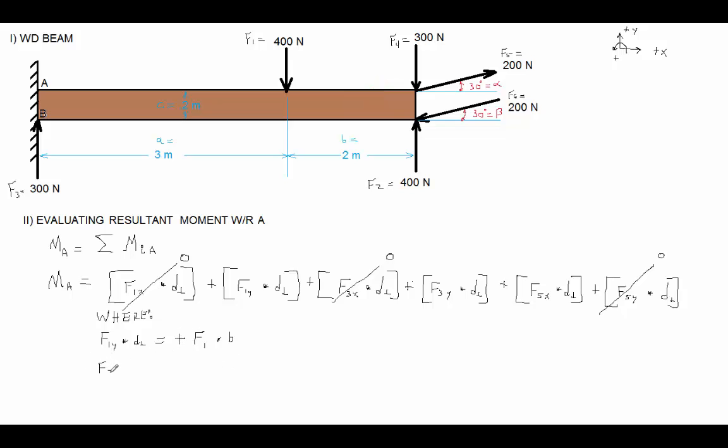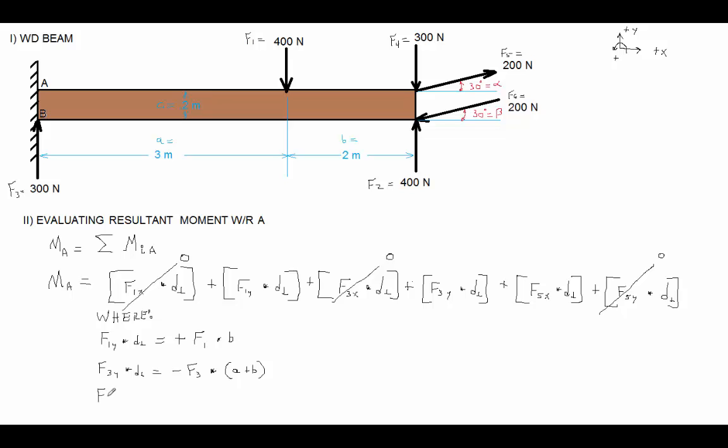The next couple pairs, F3 and F4. So F3y times d perpendicular equals F3 times the perpendicular distance between F3 and F4, which is a plus b. And if we want to look at F3 and F4, F4 would push the line down and F3 would push it up. So it'll cause this type of rotation, and I've defined that rotation as negative.